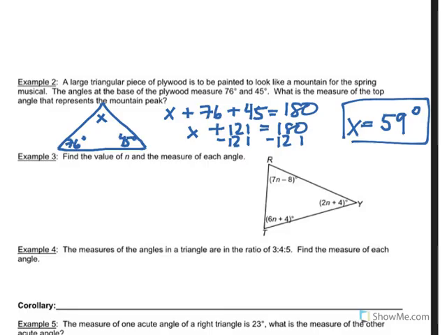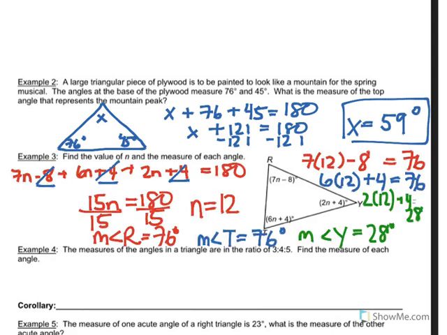Okay, example 3. It says find the measure of n and the measure of each angle. So again, I think this is a problem you should be able to do without me, knowing that the 3 angles of a triangle add up to 180. So try it again without my help and see how you do. So please hit pause and do this work yourself.